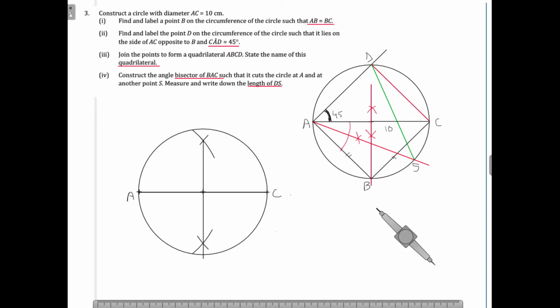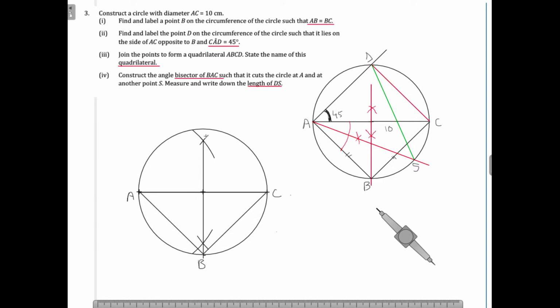And this bisector will cut the circumference at B, which gives us AB equals BC. Okay. Use the ruler to join the points A to B and then B to C.